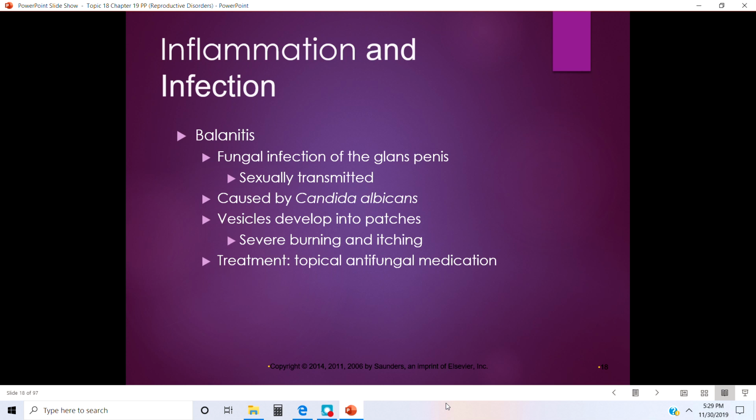Okay, so that concludes this lesson again on some of congenital disorders of the penis, some testicular and scrotal problems, and then some infections. In our next lesson, we'll take a look at some tumors of the male reproductive system.